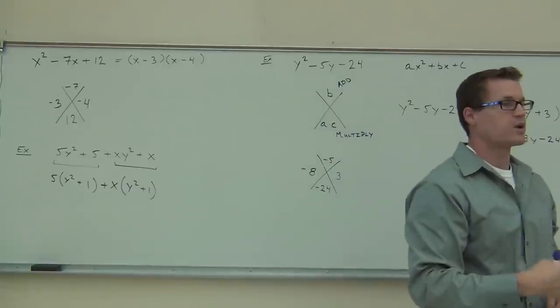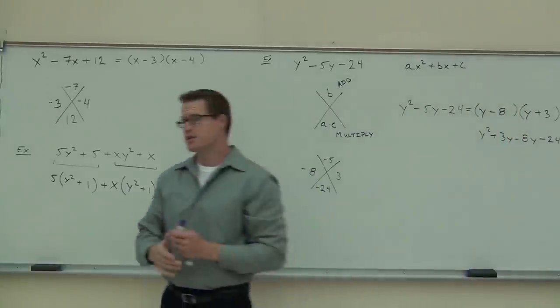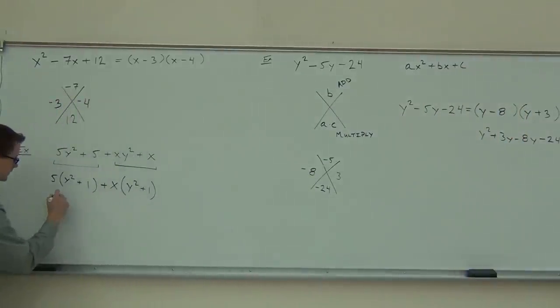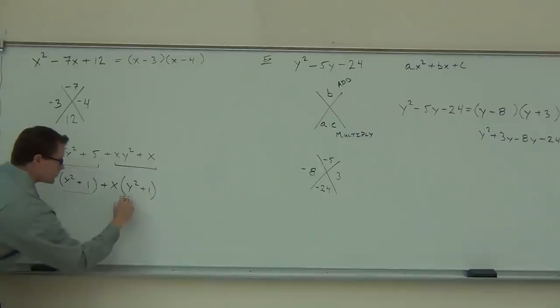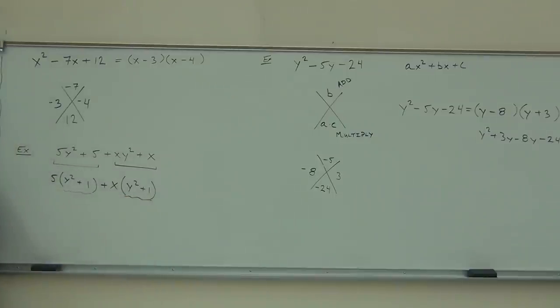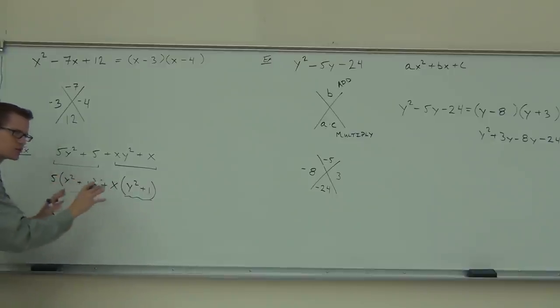This is why factoring by grouping works. If you still have something in common, i.e. the y squared plus 1s, you can continue to factor that out. Now here's how you do it. Remember, factoring out is dividing. I'm going to make this real clear for you so you see why this works, because a lot of people get kind of screwed up on factoring by grouping because it looks a little strange.